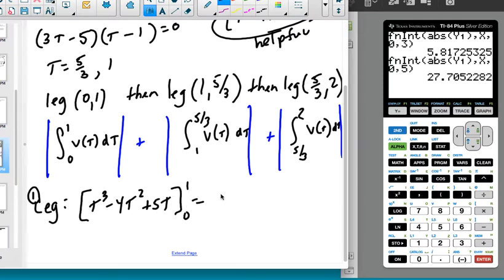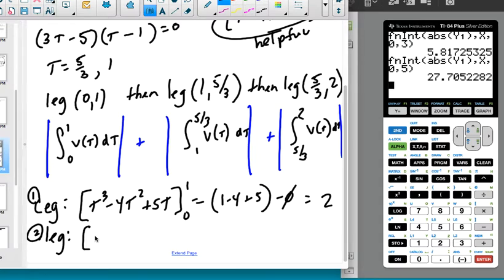Well, that's going to be a 1 minus 4 plus 5, minus a bunch of 0. So it seems to me that that's a 2, because that's a 6 minus 4. The second leg is going to be the one that's the worst. Neither of the other two are fun, because once you get rid of the 0, life is less fun.